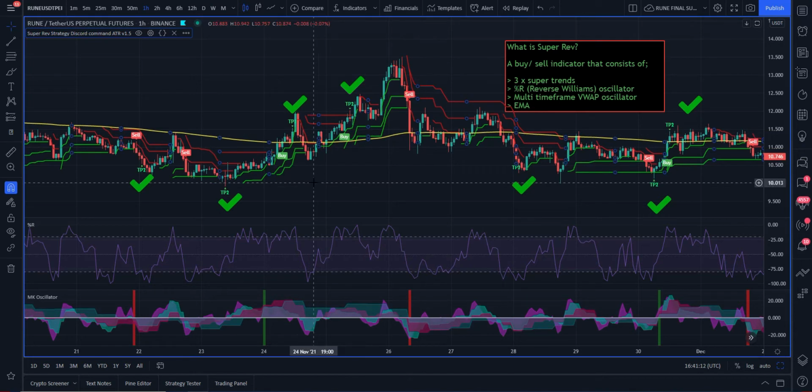The next thing the indicator waits for is for the percent R to be above -20 for longs or below -80 for shorts. So you've got 2 things it's waiting for: price to be above at least 2 Supertrends, and for the percent R to be bullish or bearish. The third thing that the indicator needs before it fires a buy or a sell signal is for the multi-time frame VWAP oscillator, or the MK oscillator, to be bullish or bearish.